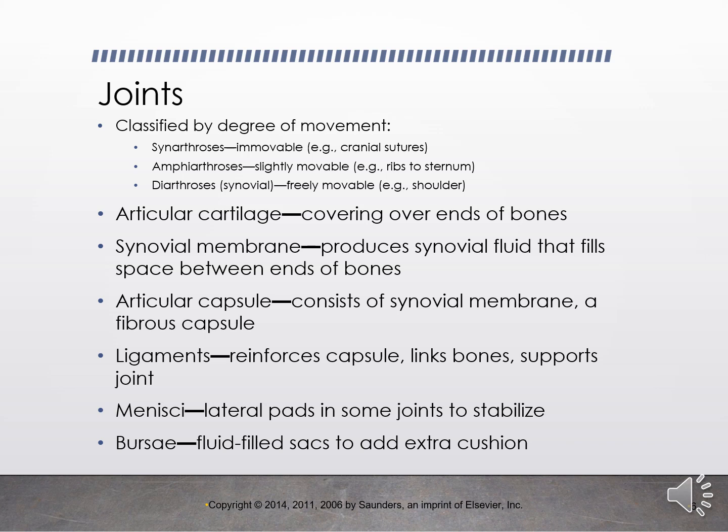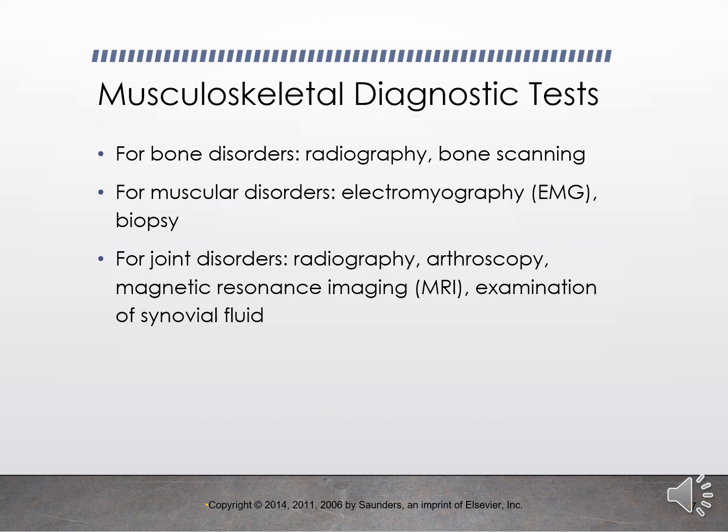The synovial membrane produces synovial fluid that fills the space between the ends of the bones. The articular capsule consists of a synovial membrane, a fibrous capsule, and ligaments that reinforce the capsule, link the bones, and support the joint. Menisci are lateral pads in some joints to help stabilization. And bursae are fluid-filled sacs that add a cushion.